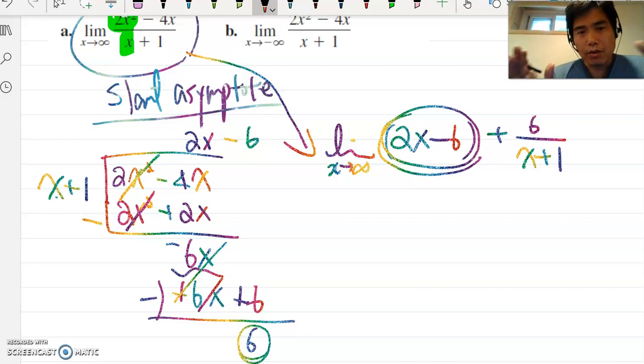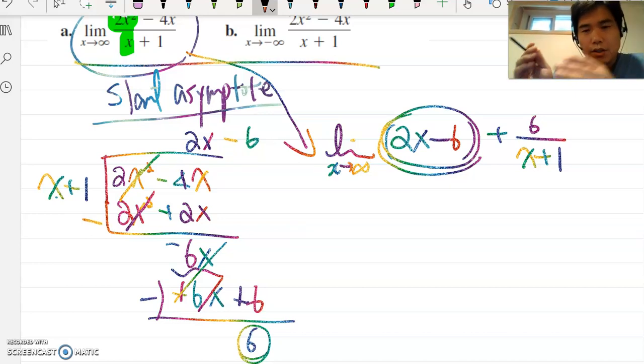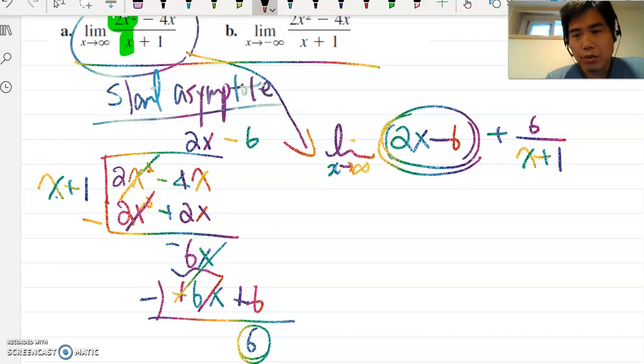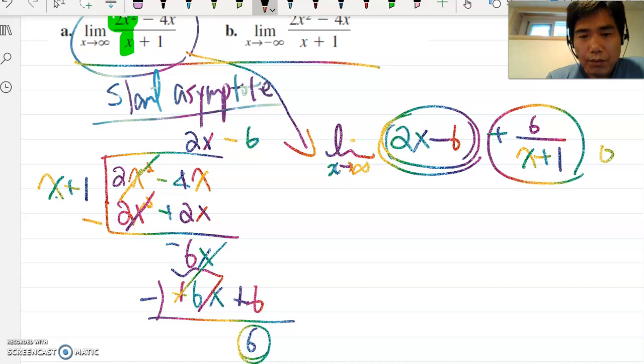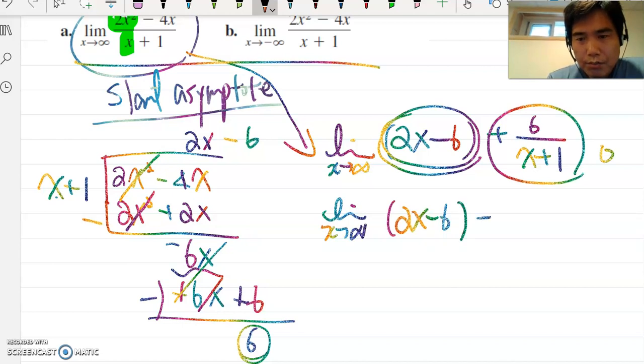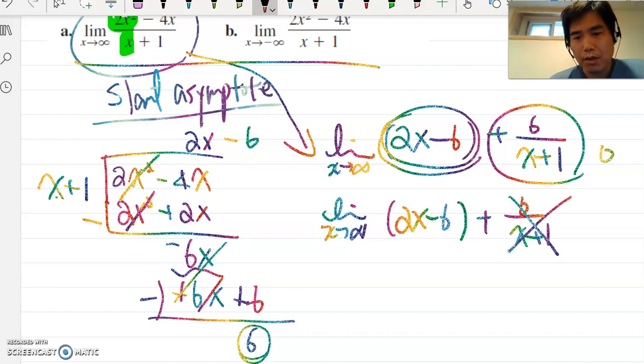So now, this question asks about the positive side and the negative side. So limit x moves to infinity, 2x minus 6 plus 6 over x plus 1. You can just ignore the fraction because it automatically becomes 0. And then this is increasing, because it is positive, so an increasing graph. So this limit becomes positive infinity.